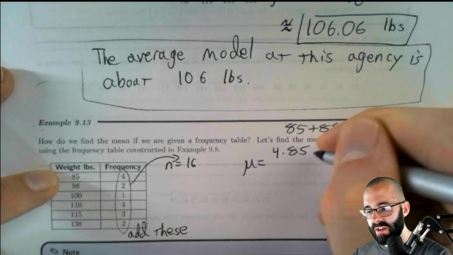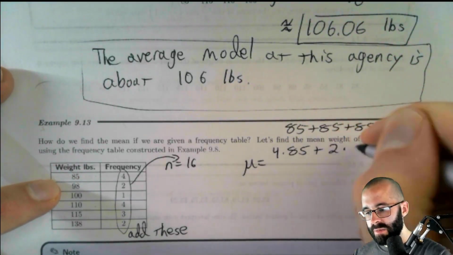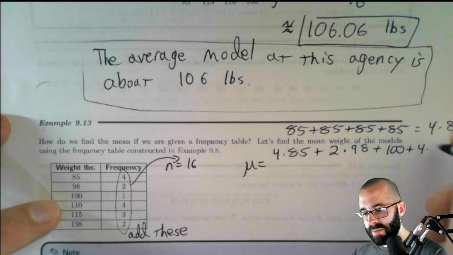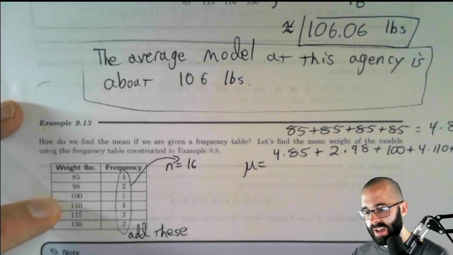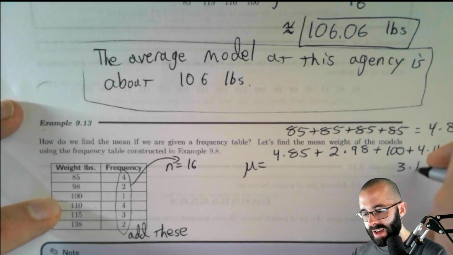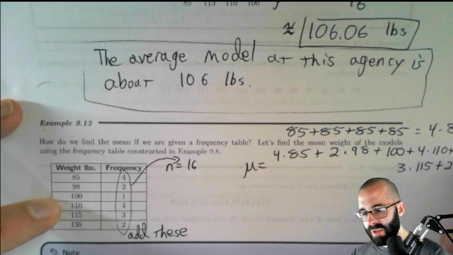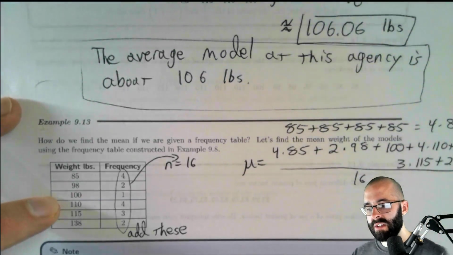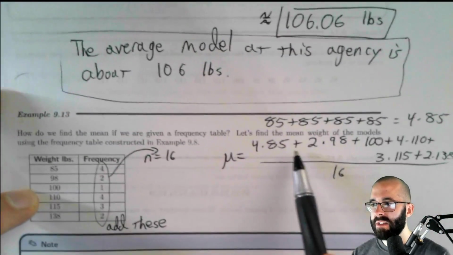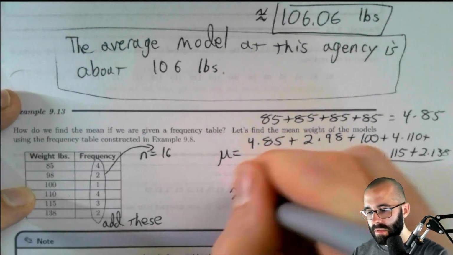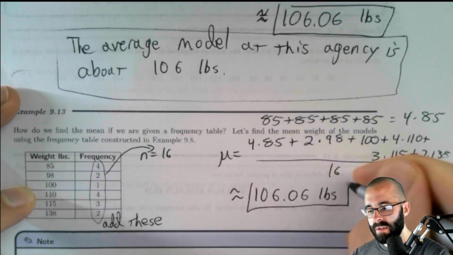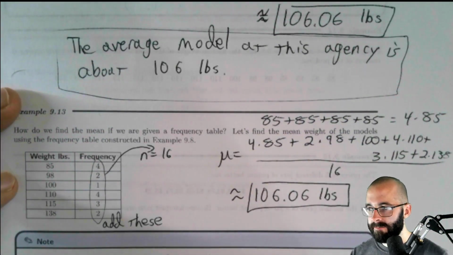4 times 85 plus 2 times 98 plus 1 times 100 plus 4 times 110 plus, I'm running out of room, 3 times 115 plus 2 times 138. And divide all of these by n, which is still 16. Type this into a calculator, you should get the same exact answer. 106.06 pounds. All right. And that's how you do it with the frequency table.